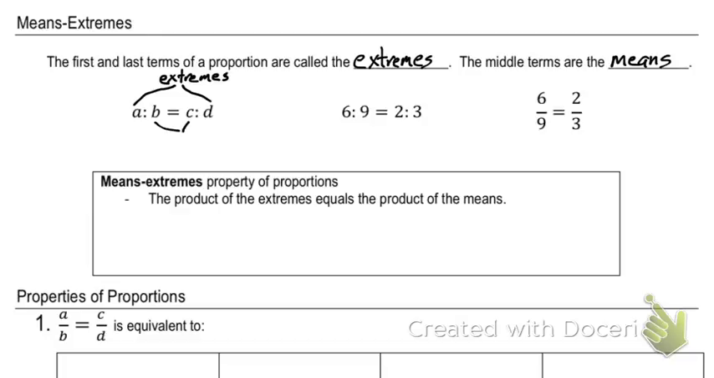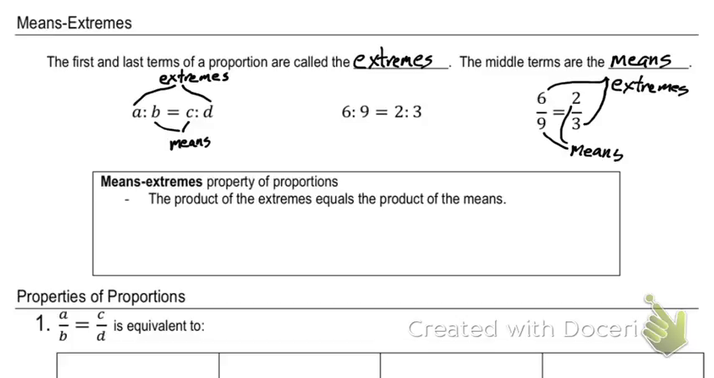This B and this C will be our means. So an example of this would be 6 to 9 equals 2 to 3. When they're in fraction form, it's a little harder to see, but our 6 would be our starting out term, and 3 would be the end. So these would be our extremes. And these middle terms, that 2 and that 9, are going to be our means.